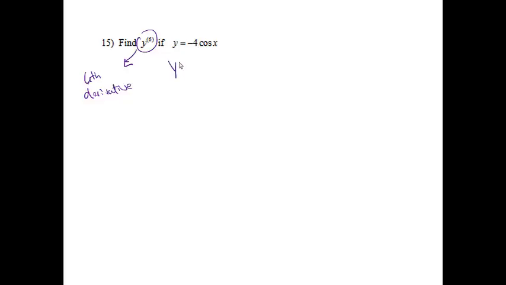So the first derivative, keeping in mind that the derivative of cosine x is negative sine x, will be positive 4 sine x. And then the second derivative, the derivative of sine is cosine, so it'll be 4 cosine x. And then the third derivative, the derivative of cosine is negative sine, so it'll be negative 4 sine x. And then the fourth derivative, the derivative of sine is cosine, so we'll get negative 4 cosine x.